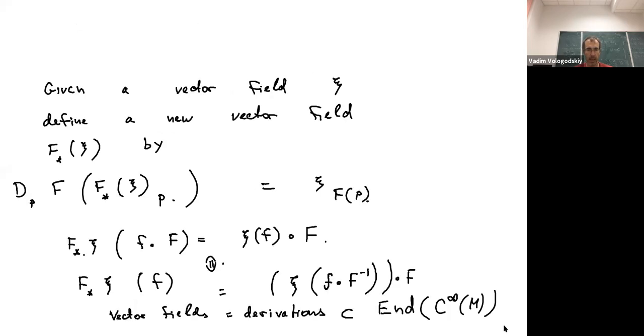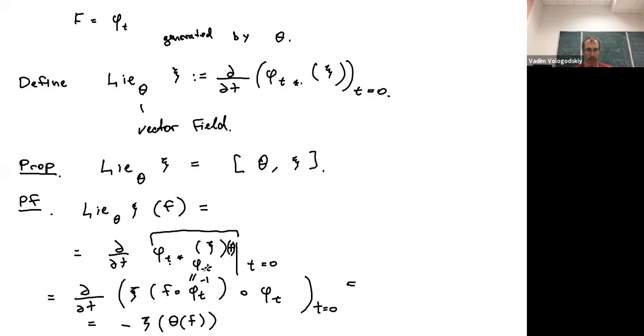And again, the minus sign comes from the fact that you have phi inverse here. And then you have plus theta, where now you differentiate this, xi applied to f. And this is precisely the commutator of theta and xi applied to f. Very good. So this proves the claim.